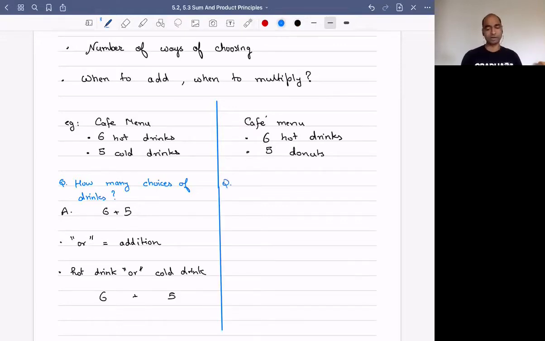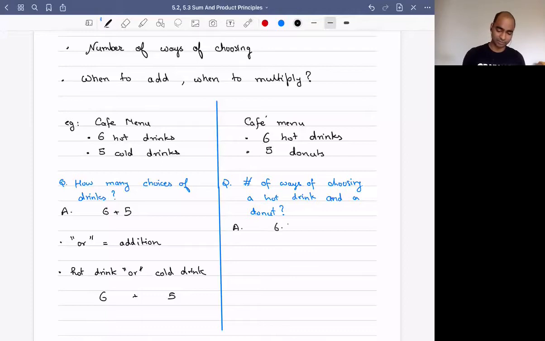Now let's change the question slightly. Say you go to a cafe and now you want to get a drink and a food. And let's say you want to get a hot drink, and there are 6 choices, and you want to get a donut and there are 5 choices for the donut. Now, how many ways are there for you to get a meal? Well, you have 6 hot drinks, and for each of those hot drinks, you have 5 possible choices of donuts. And so the answer should be 6 times 5.